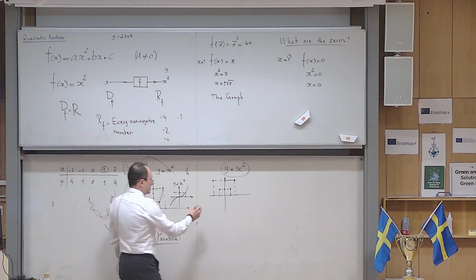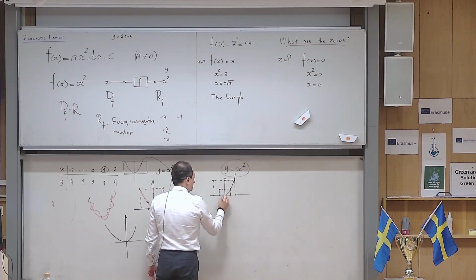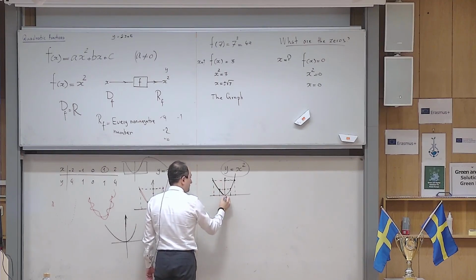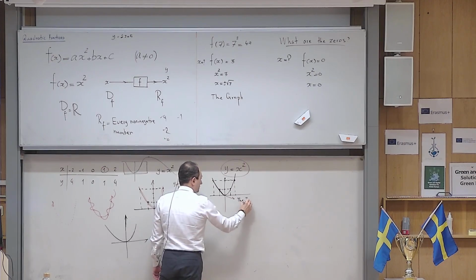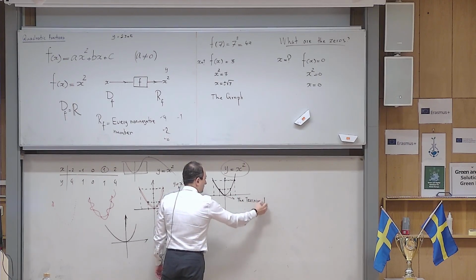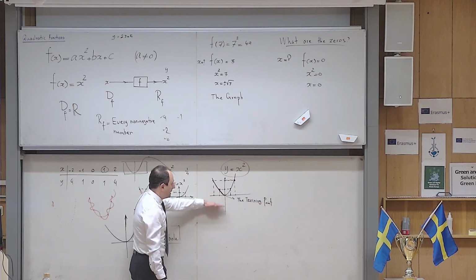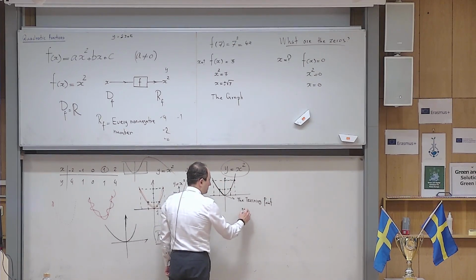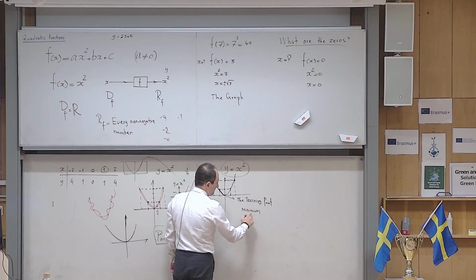And of course, now I can draw it a little bit better. Okay, not very good, but anyway. So this point is called the turning point. The turning point. Okay? And this is the lowest level of this curve. So this is why sometimes they call it the minimum point.